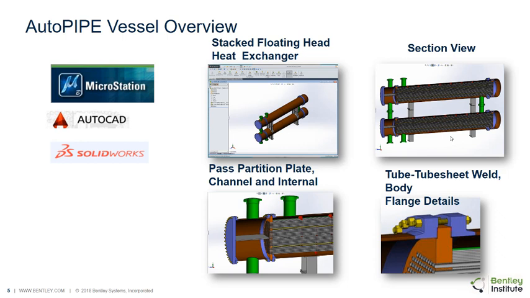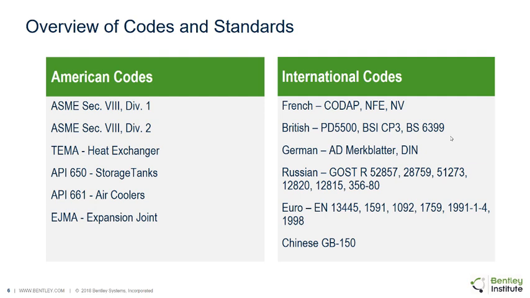After completion of design, the model from AutoPIPE vessel can be exported to MicroStation and AutoCAD for 2D drawing and 3D model generation, as well as creation of a 3D model in SolidWorks. AutoPIPE vessel supports several American as well as international codes and standards. This topic will be the central theme of today's webinar.